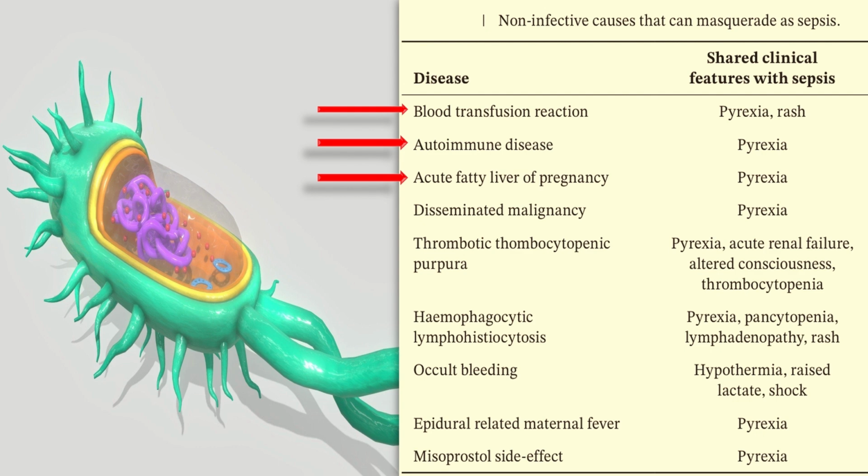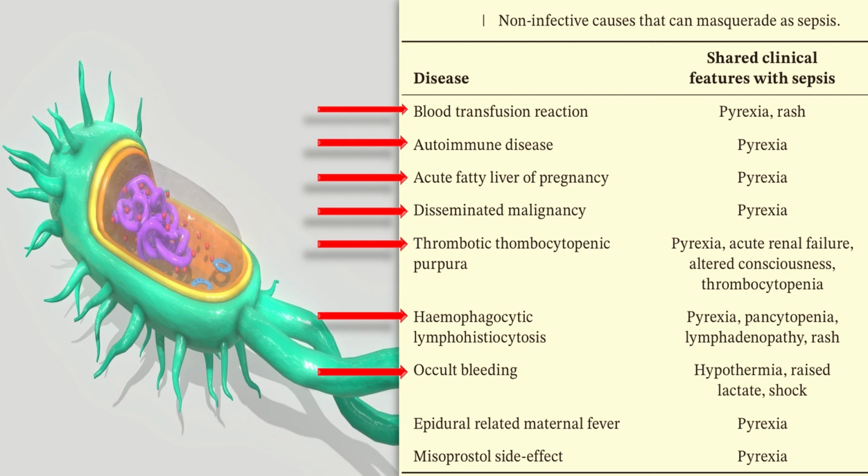In case of disseminated malignancy, the clinical features include pyrexia. In case of thrombotic thrombocytopenic purpura, patient may present with pyrexia, acute renal failure, altered consciousness, thrombocytopenia. In case of hemophagocytic lymphohistiocytosis, patient presents with pyrexia, pancytopenia, lymphadenopathy, and rash. In case of occult bleeding, patient presents with hypothermia, raised lactate, and shock.